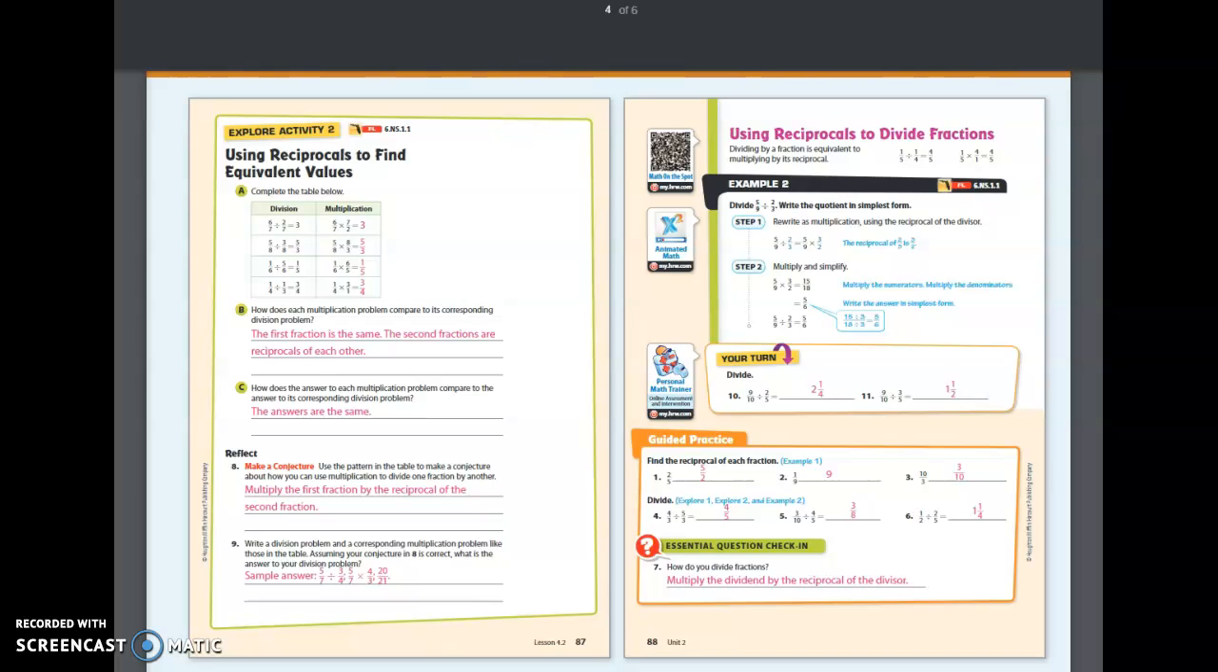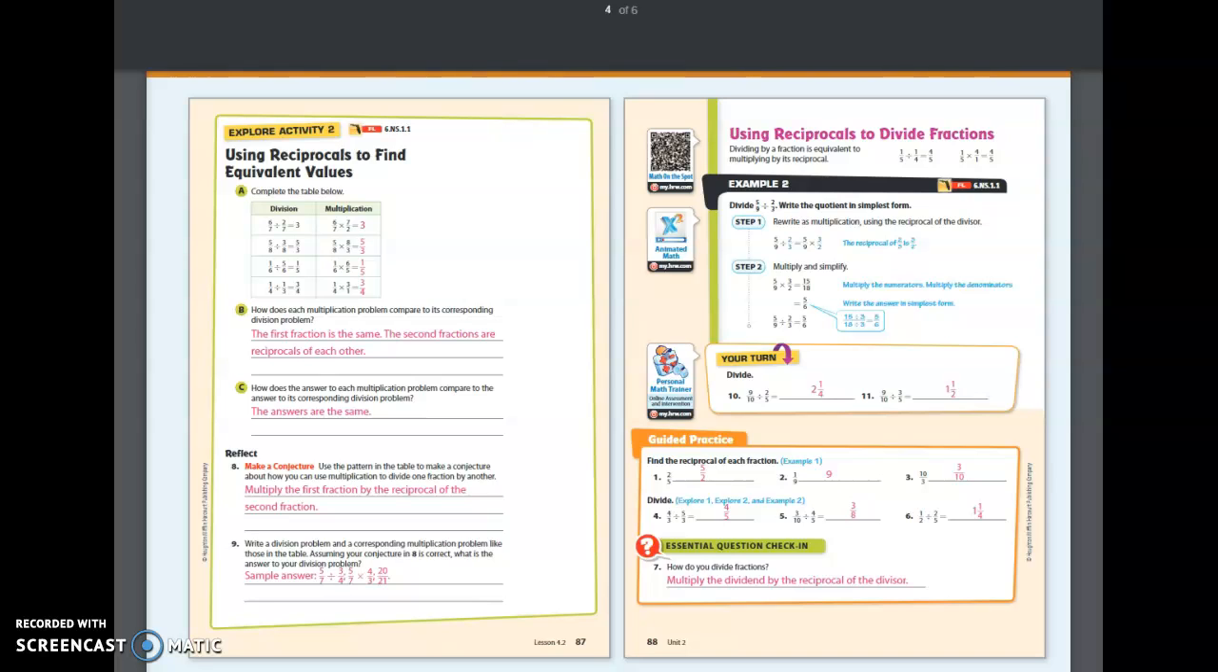Then it's your turn to practice. So you have division problems where, again, you're going to keep your first fraction, change the sign to a multiplication sign, and then flip to get your reciprocal, and then multiply across. If you do that and you simplify it down, you'll get the answers of 2 1/4 for number 10 and 1 1/2 for number 11. And then for the guided practice, you're finding the reciprocal of each fraction, which again is just going to be the flipping of the fraction. So 2/5 becomes 5/2. The second one is 1/9 becomes 9, and number 3, 10/3 becomes 3/10.